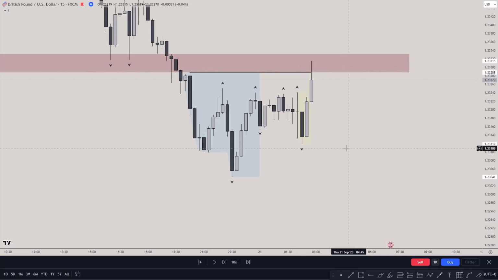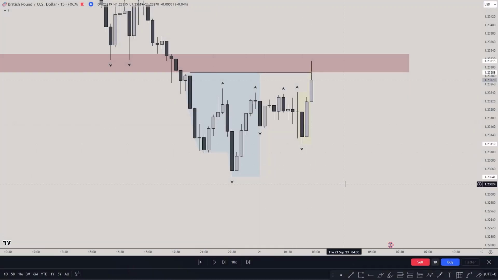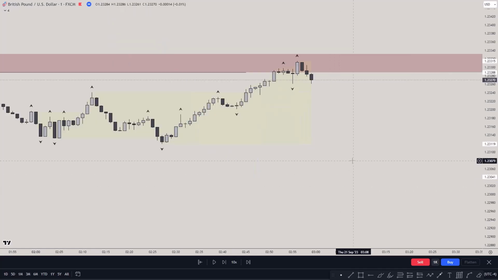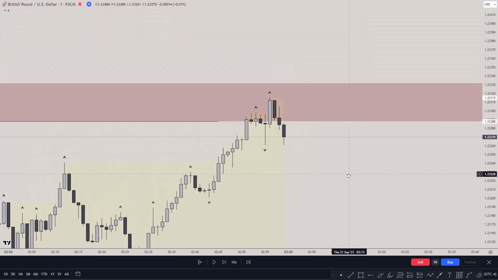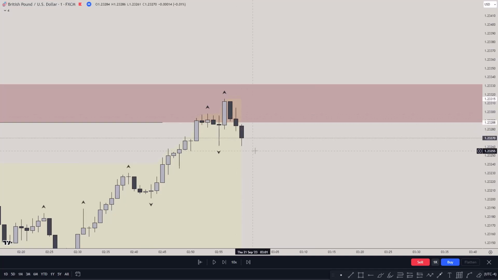Now, the fourth one, which is simply the entry. I'm going to go to a lower time frame. So we are in the 15 minutes. You can go to the 5 minutes, 3 minutes, 2 minutes, 1 minute. For this example, we're going to go to the 1 minute. And what do we see here? Simply price coming lower.